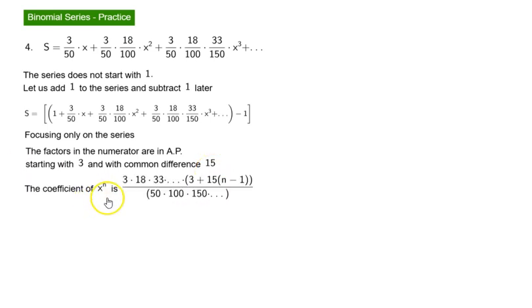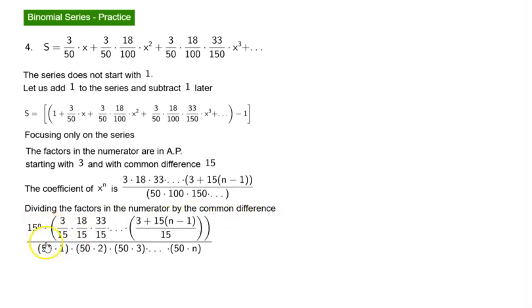So the coefficient of x to the power of n is 3 times 18 times 33 times and so on up to 3 plus 15 times n minus 1, divided by 50 times 100 times 150 and so on. Dividing the factors in the numerator by the common difference, and of course, balancing it by multiplying it by 15 to the power of n.